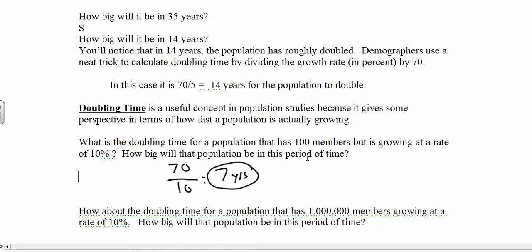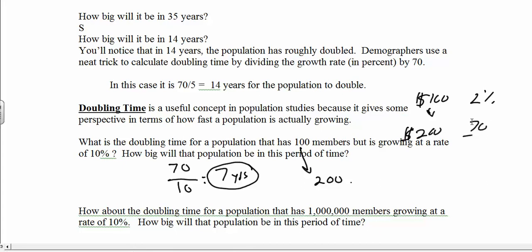So in 7 years, this population would become 200 individuals. And this is actually a useful tool for things like banking and bank accounts. Because if you have a savings account that, for example, grows at a rate of 2%, and you have $100 in that bank account, and it's growing at 2%, well, how long is it going to take for that $100 you put in the bank to become $200?